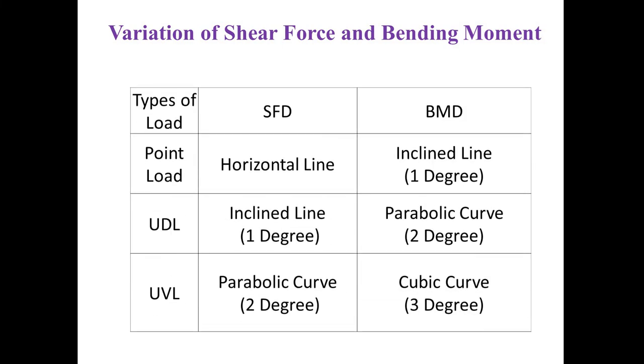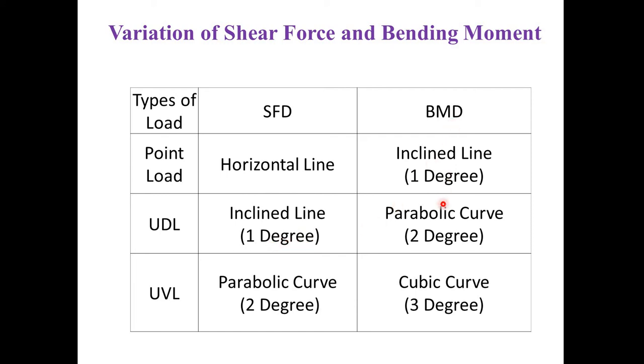Then the variation of shear force and bending moment will be like this. Consider different cases: the type of load, the shear force diagram and the bending moment diagram. If you take the point load, in the shear force diagram we'll have a horizontal line. In the bending moment diagram we'll have an inclined line, a first degree curve. If you take the uniformly distributed load, in the shear force diagram we'll have an inclined line, a first degree curve.